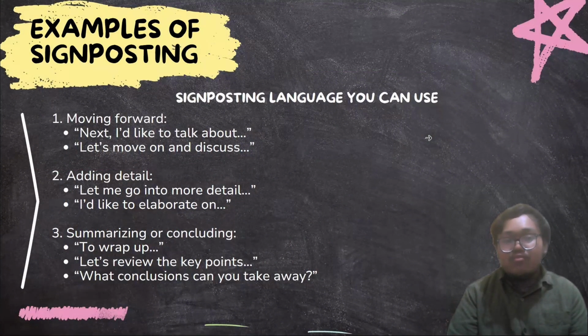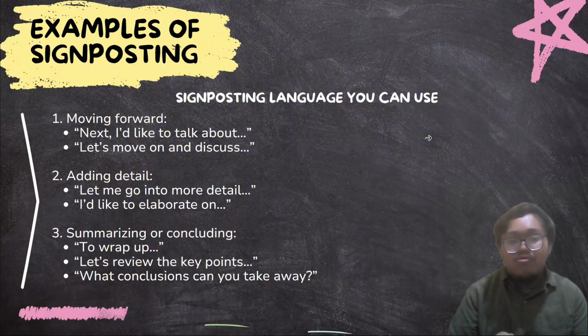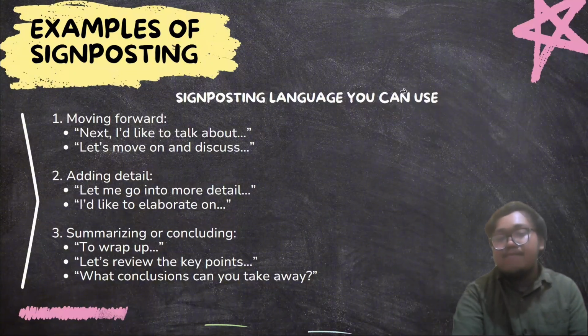Here are some signposting language that you can use. For moving forward, you can use "next I'd like to talk about" or "let's move on and discuss." For adding detail, you can use "let me go into more detail" or "I'd like to elaborate on." For summarizing or concluding, you can use "to wrap up" or "let's review the key points," or you can also use "what conclusion can you take away?"